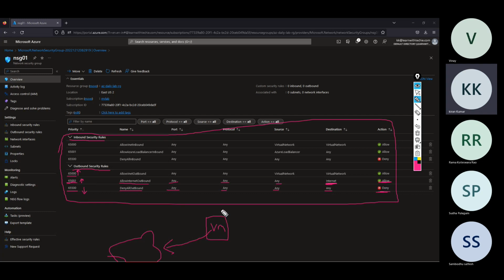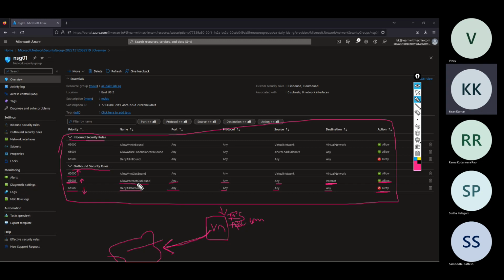Suppose I'm going to host a website on this VM. Like, I install the IIS role and host abc.com, but I can't access this website abc.com unless I allow it. Understood what I'm saying? From this VM, I can access the internet because of a default rule.